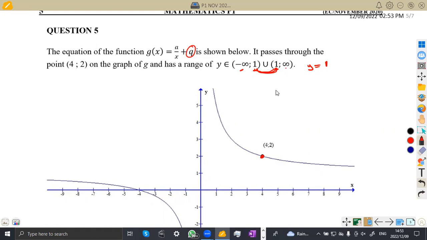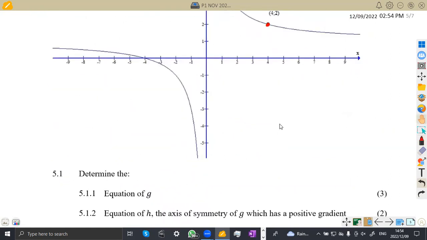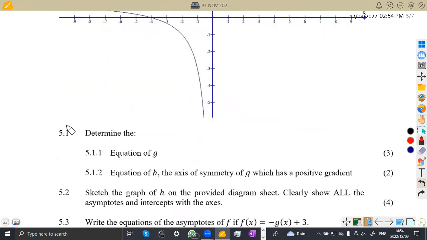So that means q is equal to 1 also, because q represents the asymptote. For x, the asymptote is equal to 0. I'm just analyzing what we have there. The first part, 5.1.1, was to determine the equation of g.